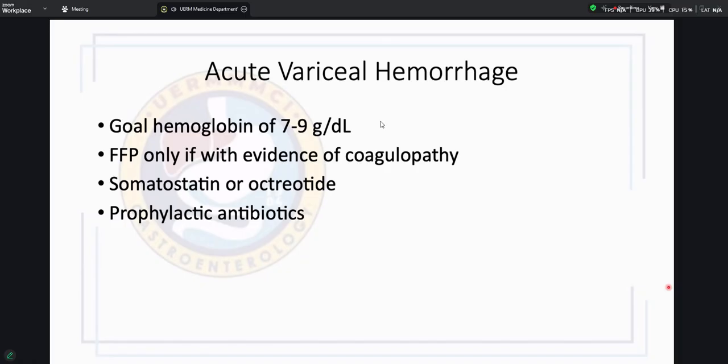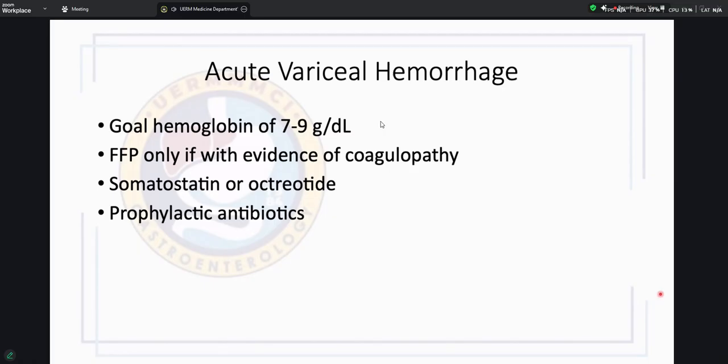We expect anemia, but we don't aggressively transfuse. Instead, we transfuse only if the hemoglobin level is below 7 grams per deciliter. So the goal is to have a hemoglobin of around 7 to 9 grams per deciliter. And this is for patients with no cardiac problems. But for patients with cardiac risk, the hemoglobin goal may be higher.